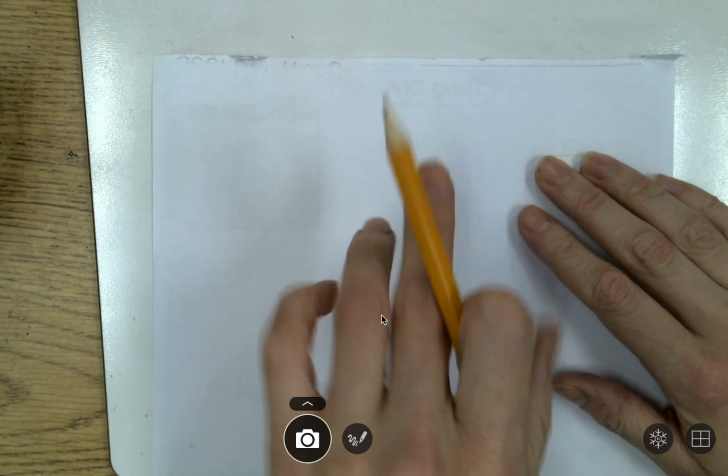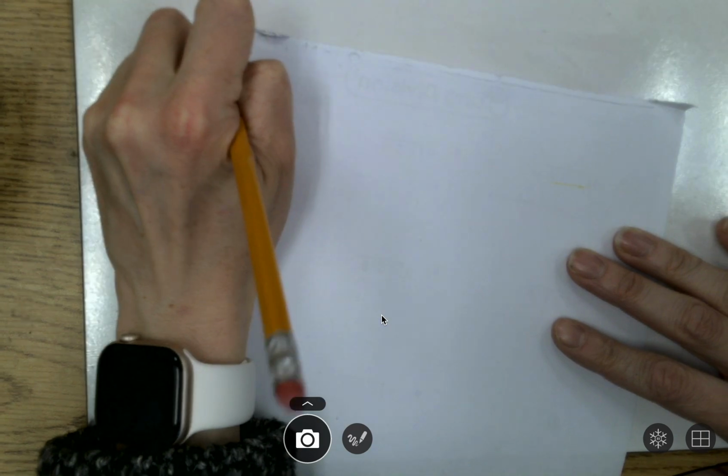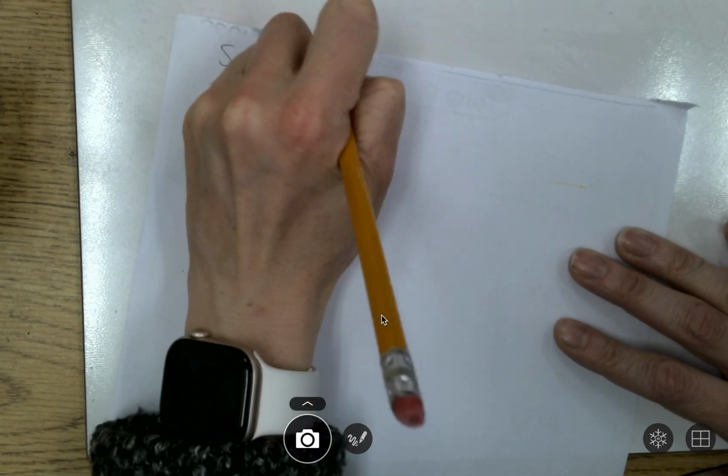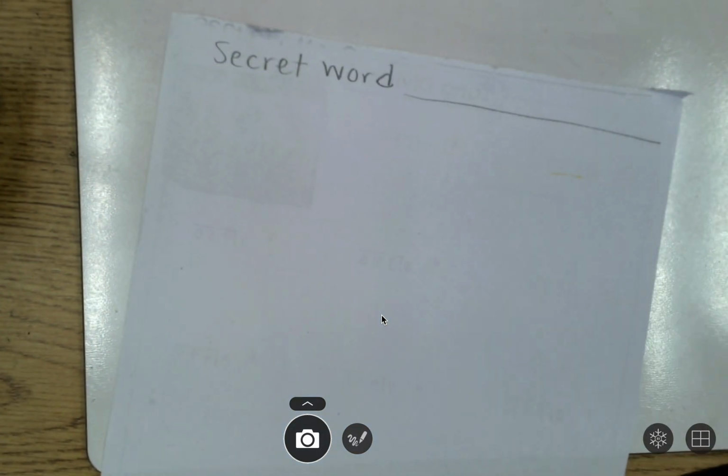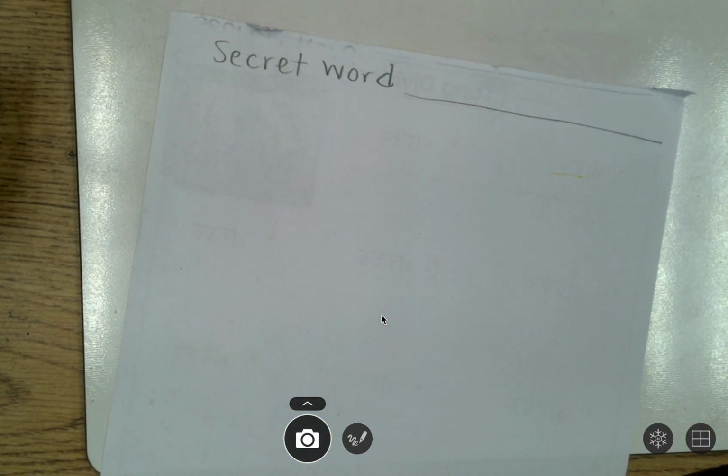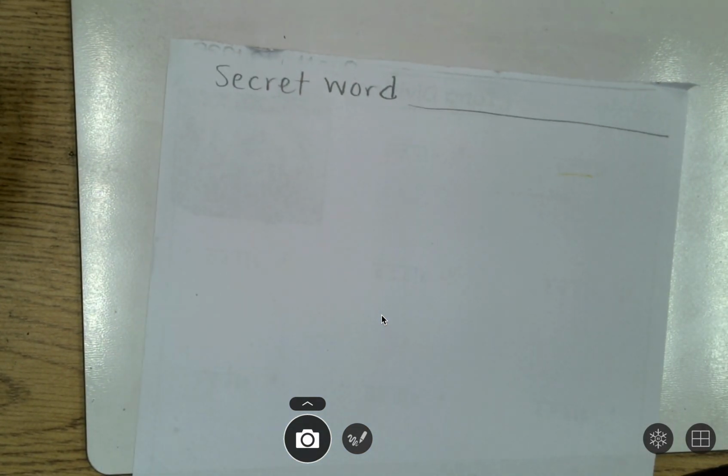So right under the other one, write secret word and then make a line, okay? So when it's time, you'll be ready to write it down.